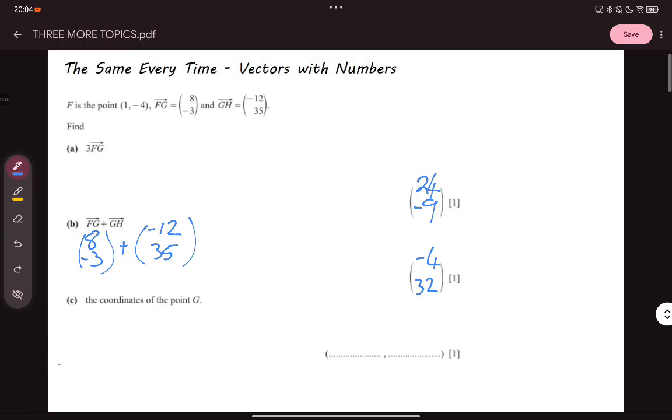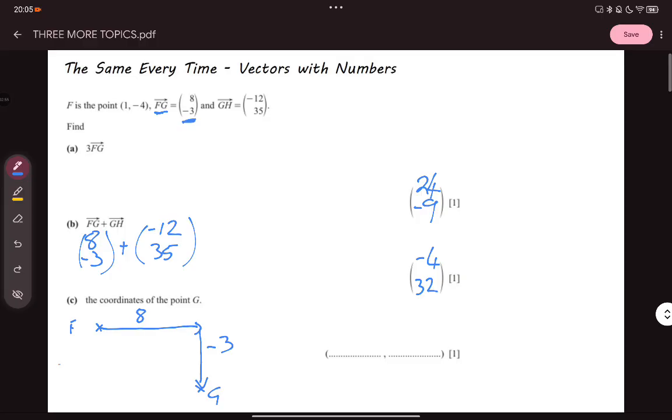Okay, something maybe new here, but they tell us F to G is 8, -3. So that means if I am at the point F, so there's the point F, and I want to go to the point G, F to G, I have to move 8 that way, and I have to move 3 down. I'll call it -3, and that will take me to the point G. So F to G is 8 to the right and 3 down.